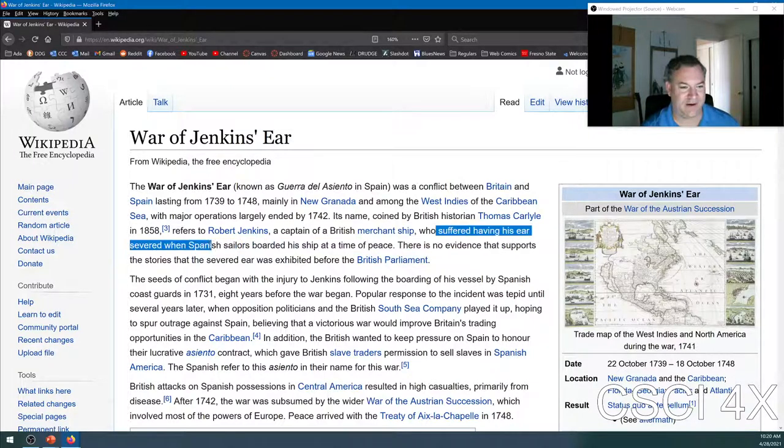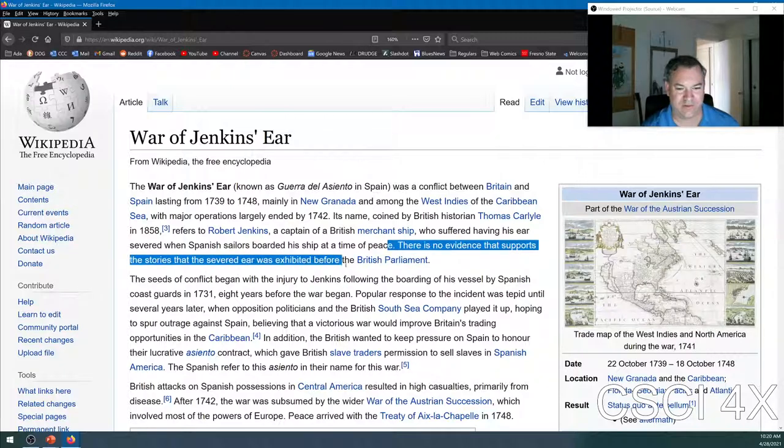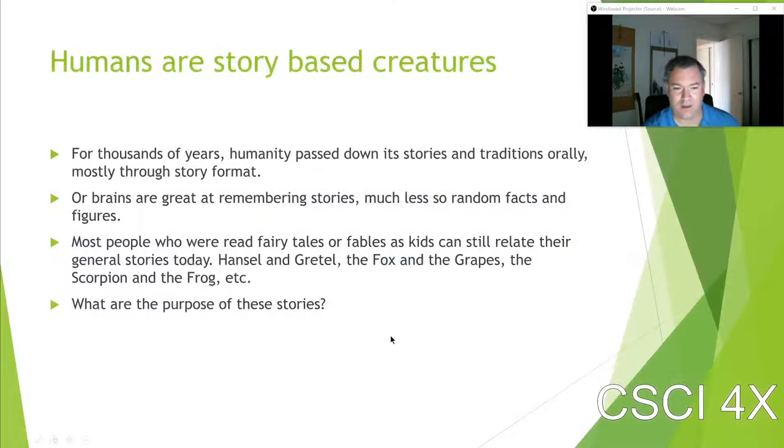Jenkins suffered having his ear severed. There's no evidence that supports the stories that the severed ear was exhibited before Parliament. Ah, no. But it made a good story, right? So I remember that still from my AP Euro days back in the day, right?